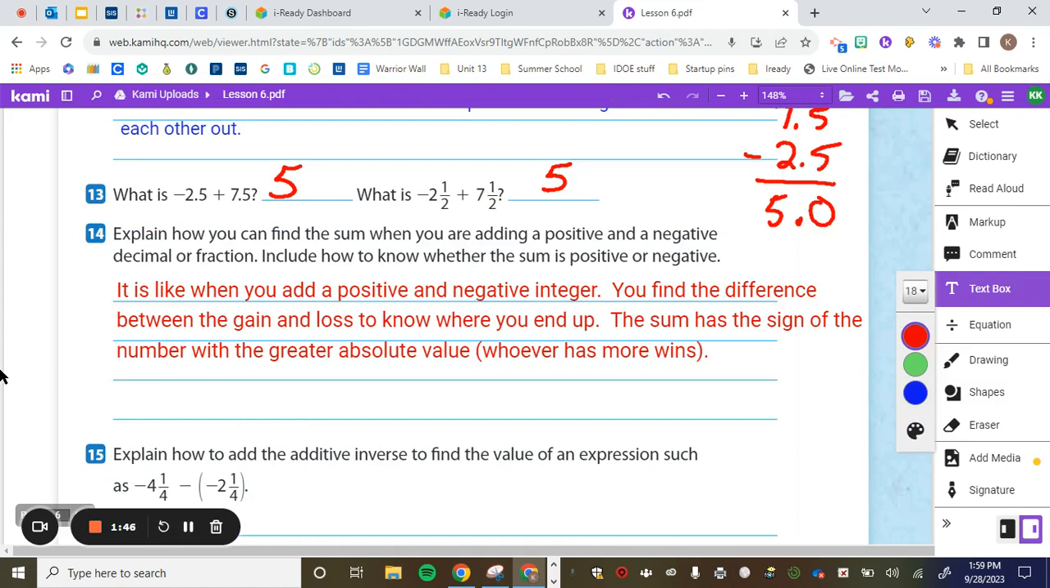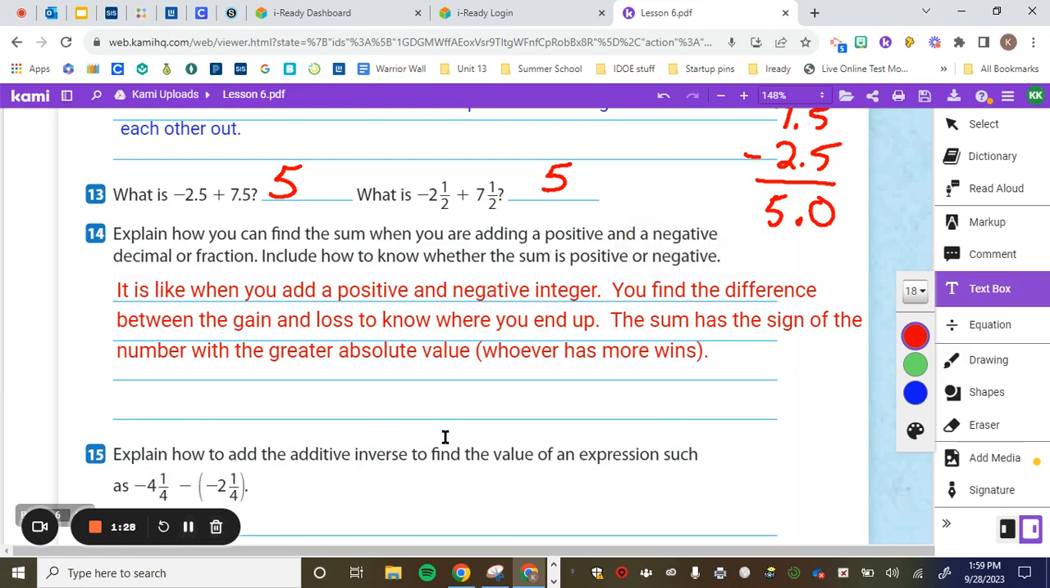So for 14, basically, if you are adding a positive and a negative number, it's just like integers. You find the difference, so you subtract them. And then the sum is the one that has the greater absolute value. That's what determines if it's a positive or negative. It's whoever has the most wins, whoever is further away from 0.